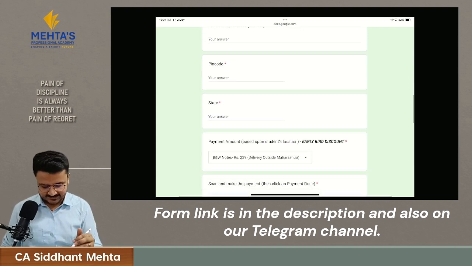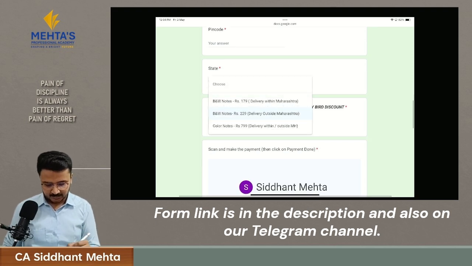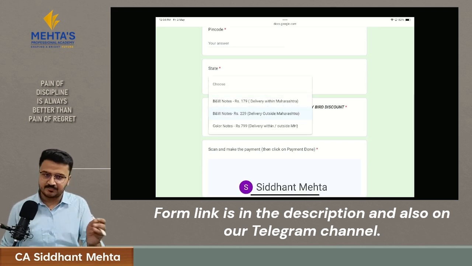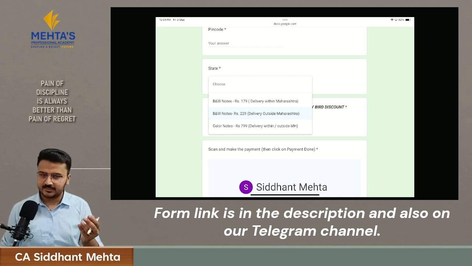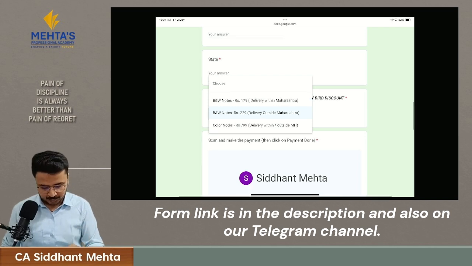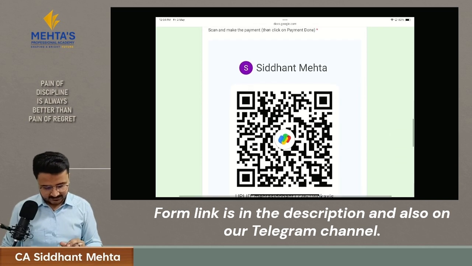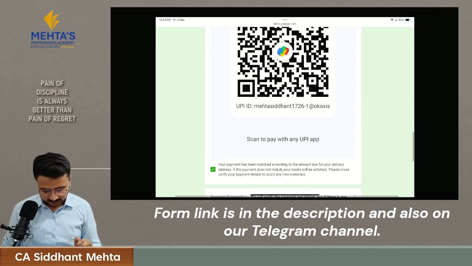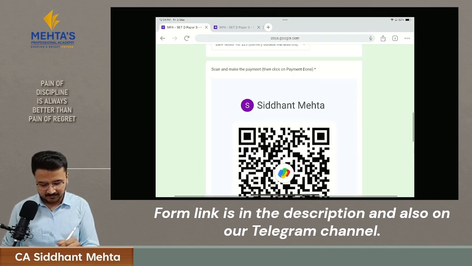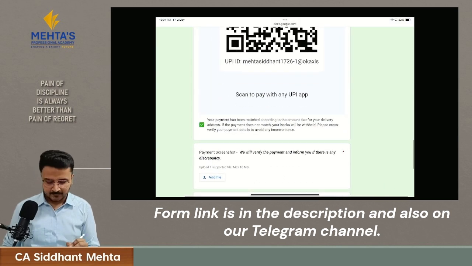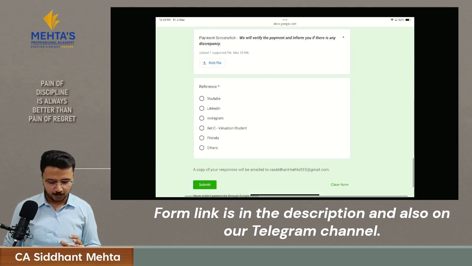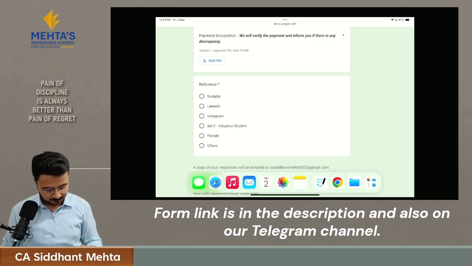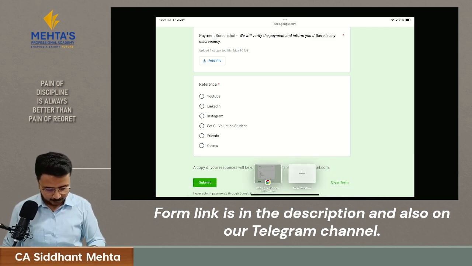Then your pin code, state, and then you will have three options here. If you want to take black and white notes and your delivery is within Maharashtra, then there is a separate rate. If it's outside Maharashtra, then there is a separate rate, and for color notes there is a separate rate. Whichever you want, choose that rate. Scan this QR code, make the payment, and then tick here that you have made the payment reflected here, and attach your screenshot. We will check it. If everything is smooth and there is no discrepancy, we will dispatch the hard copy to you. This is how you have to place your order.